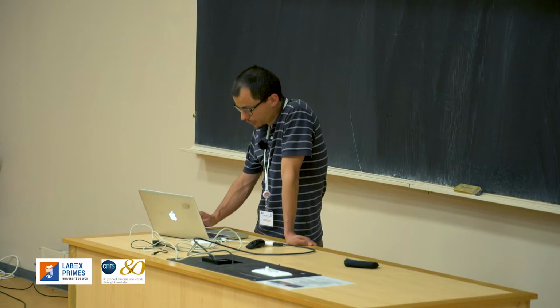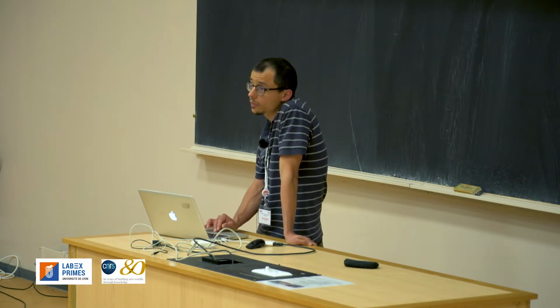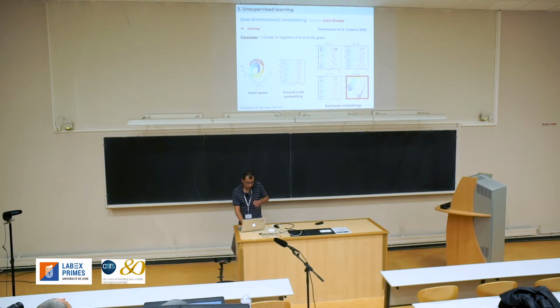So I'm sorry I didn't put the equation about this, but basically the way to do this is you compute an affinity matrix, which is your matrix of geodesic distance, that you diagonalize, and then you have it. So some parameters about this. A key parameter is basically the number of neighbors you use to build your neighborhood graph.